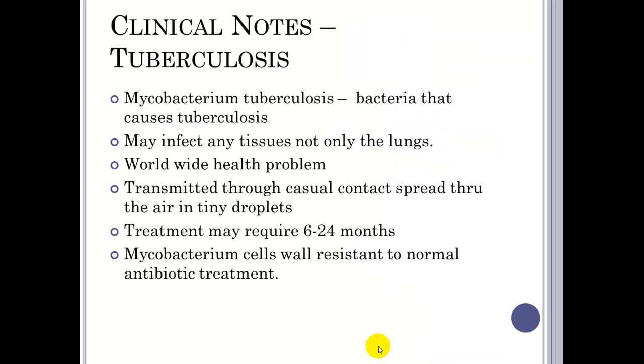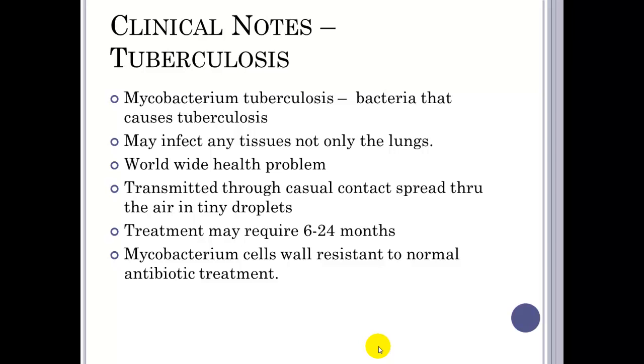Clinical notes, tuberculosis. Mycobacterium tuberculosis, bacteria that causes tuberculosis, may infect any tissues, not only the lungs. So they can actually get TB in your kidneys, in your liver, a lot of areas. Worldwide health problem, transmitted through casual contact and spread through the air in tiny droplets. That's why a mask is important if you think that someone has TB.